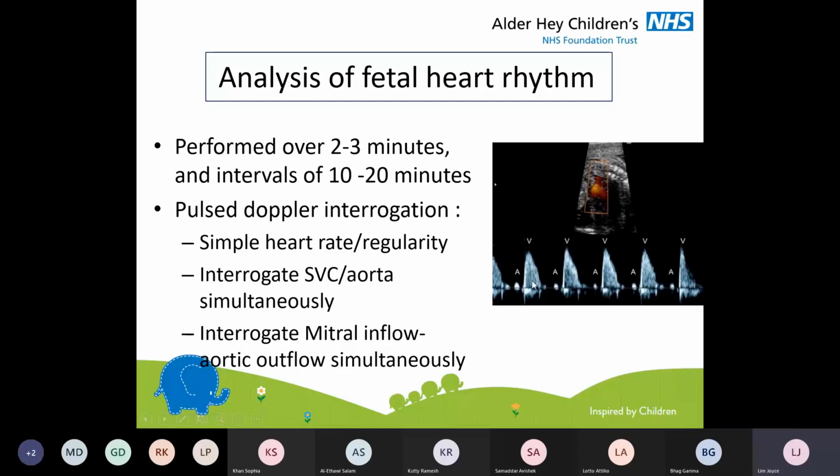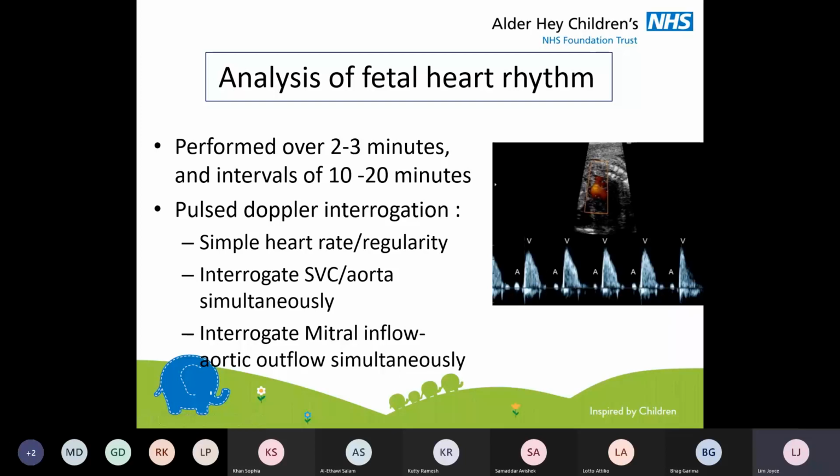But as you can see, this is quite regular. There are some where you can see quite a lot of spaces in between before it becomes regular. So it gives you an idea of not just a rate, but the rhythm itself. So you can pulse the Doppler across any valve itself that you want. If you wanted intervals, you can interrogate the SVC and the aorta simultaneously, or you can interrogate between the mitral inflow and the aortic outflow simultaneously.